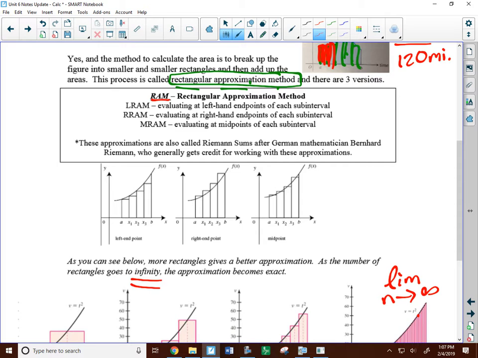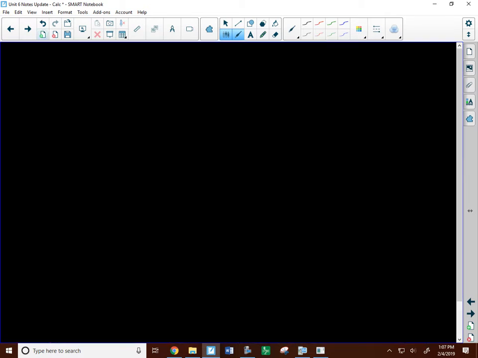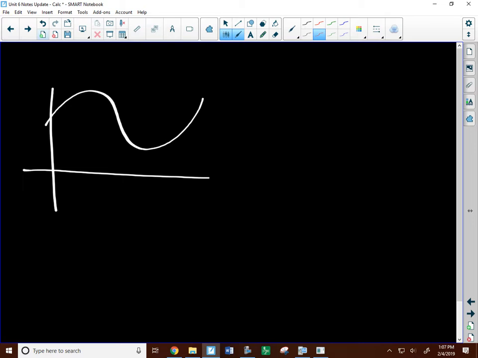Let me give you an example of how these would look and how they differ. This one is using left endpoint for your rectangles, right endpoint, and a midpoint. So let's just say I had this curve, and I was starting to make rectangles. If I was using left endpoint, let's say I'm starting here, left RAM, I'd put a point on my curve. This would be the left side, the left height. Okay, the height from the left side.